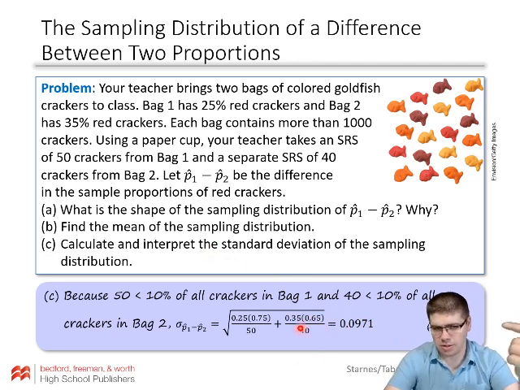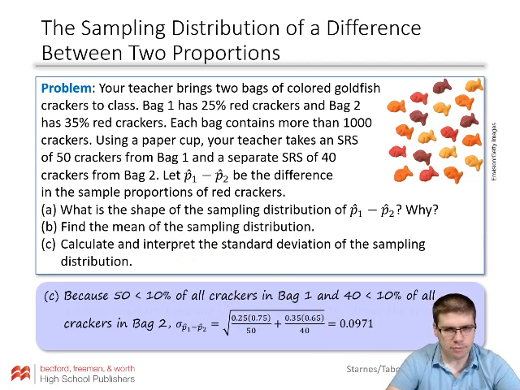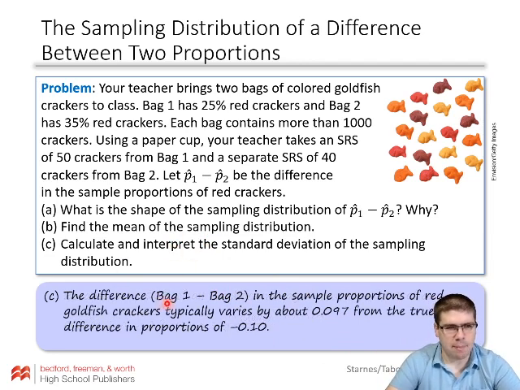So this is a sampling distribution, just our sample is a difference of sample proportions. The difference, bag 1 minus bag 2, in the sample proportions of red goldfish crackers typically varies by about 0.097 from the true difference in proportions of negative 0.1. That is making sure we interpret it. That is the typical distance those differences are from the true difference of 10%. So we expect some variability, almost 10% variability. Sometimes there will be a positive difference. We would expect that. All right, and that is sampling distributions for a difference of two proportions.